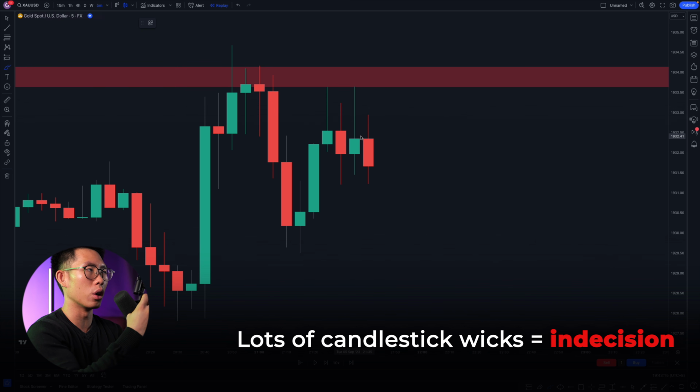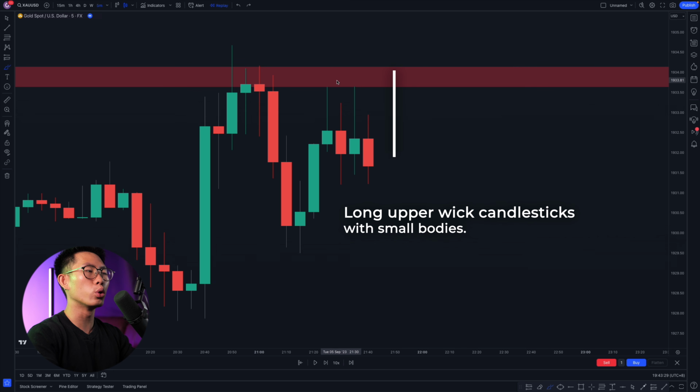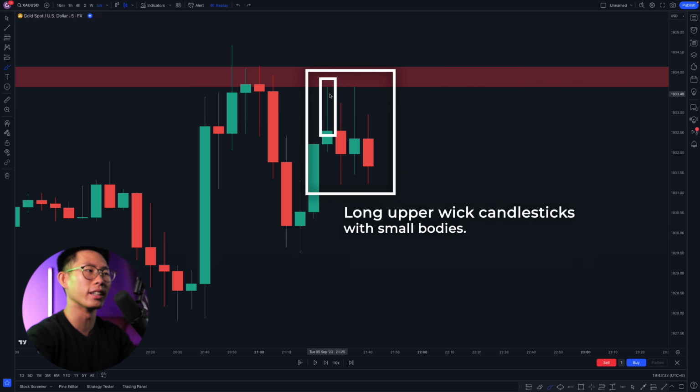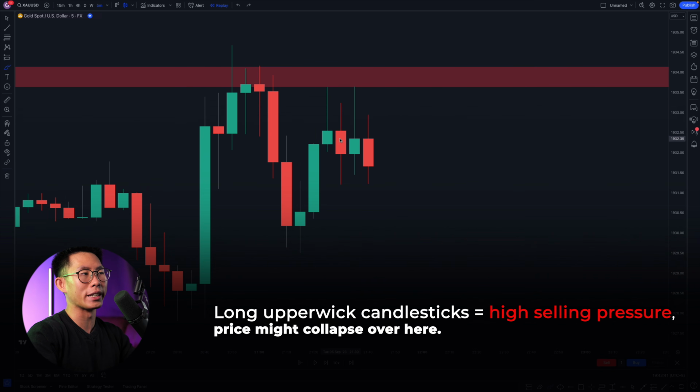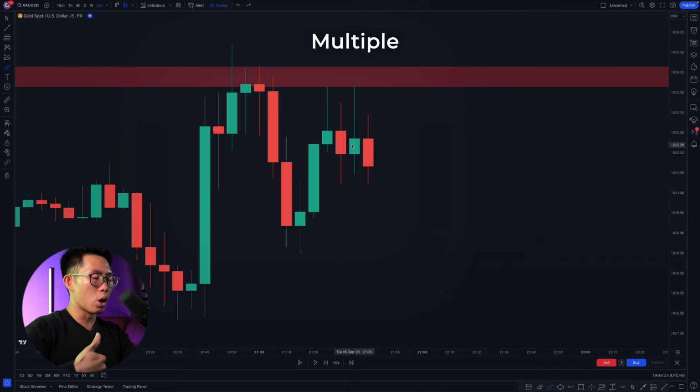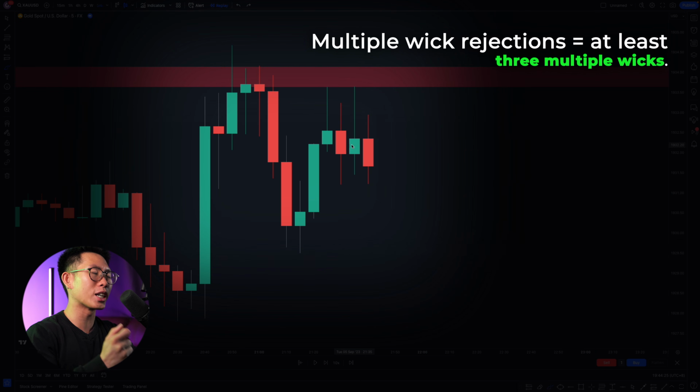There is a lot of indecision. And when you notice all these candlesticks right here, they all have a long upper wick and a small candlestick body. And just now, I've already explained what these long upper wick candlesticks mean, right? So obviously, this tells us that there's a lot of selling pressure, a lot of selling momentum, and price could potentially collapse right now.